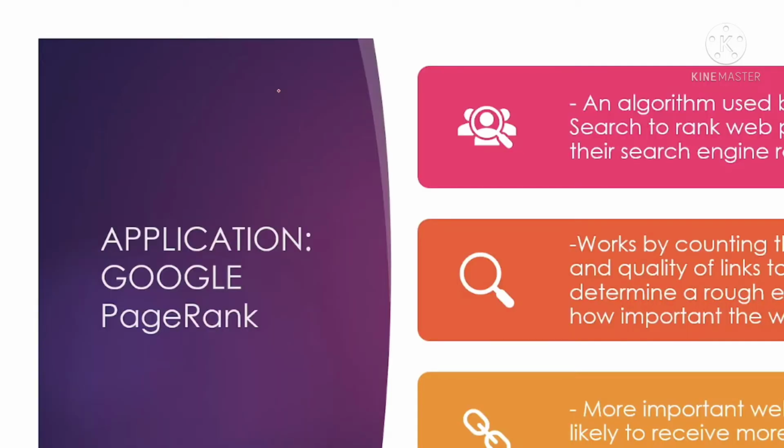Next, let's move to our main topic, the application of Google PageRank. What is Google PageRank? Google PageRank is an algorithm used by Google Search to rank web pages in their search engine results. It works by counting the number and quality of links to a page to determine a rough estimate of how important the website is. The more important the website, the more likely to receive more links from other websites.